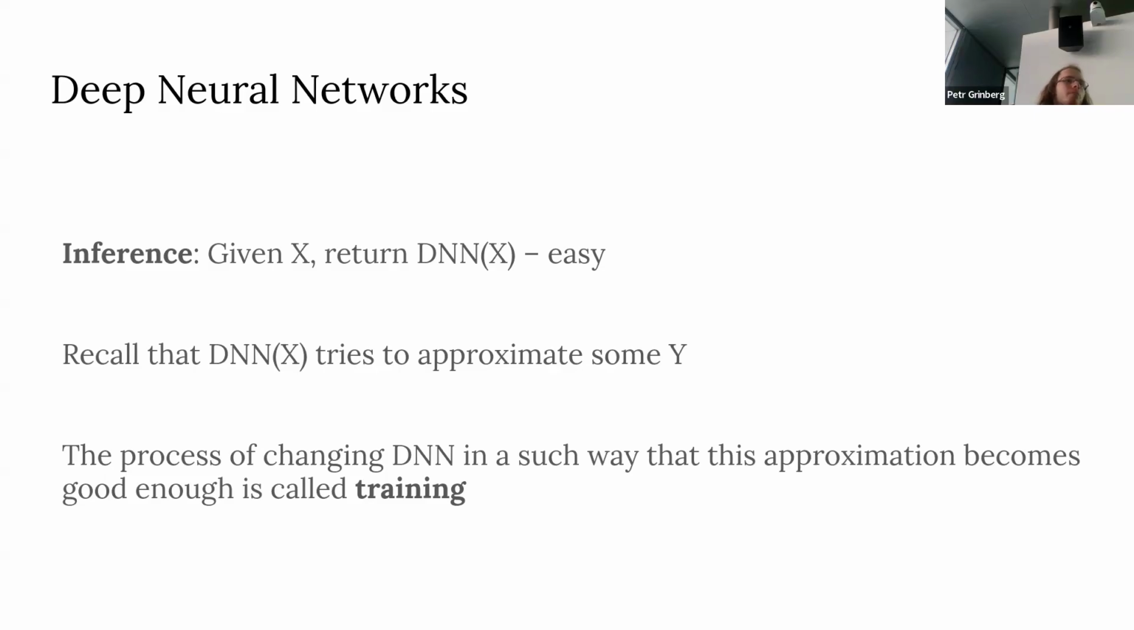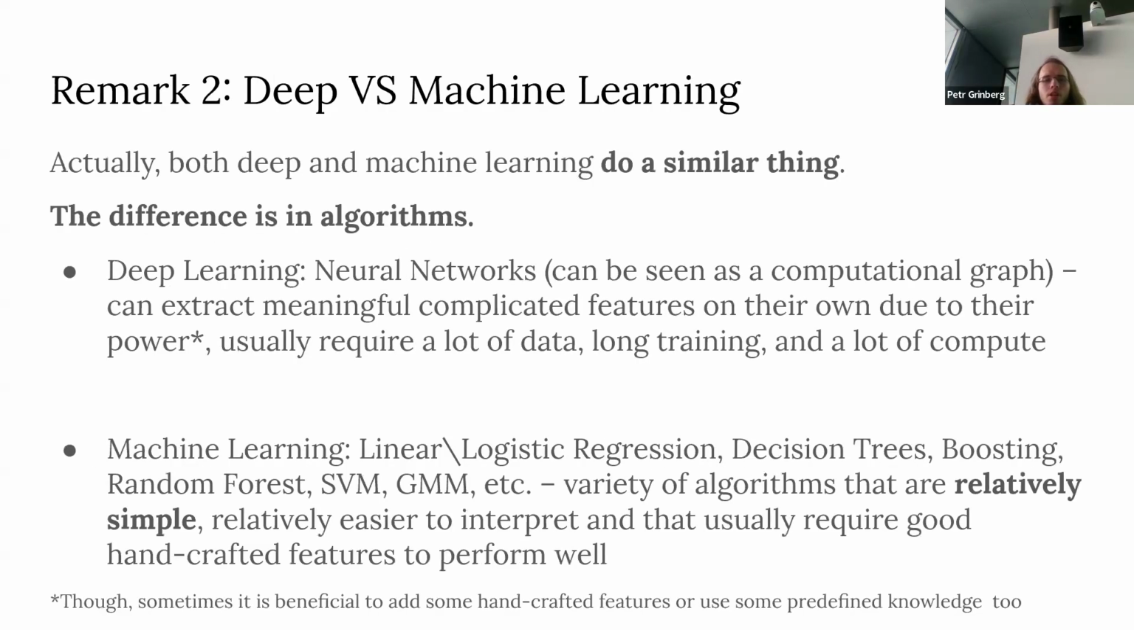You start with some random prediction, and the process of changing your deep neural network in such a way that this prediction gets better over some number of iterations is called training. One remark before we move further: you probably heard about the term machine learning.